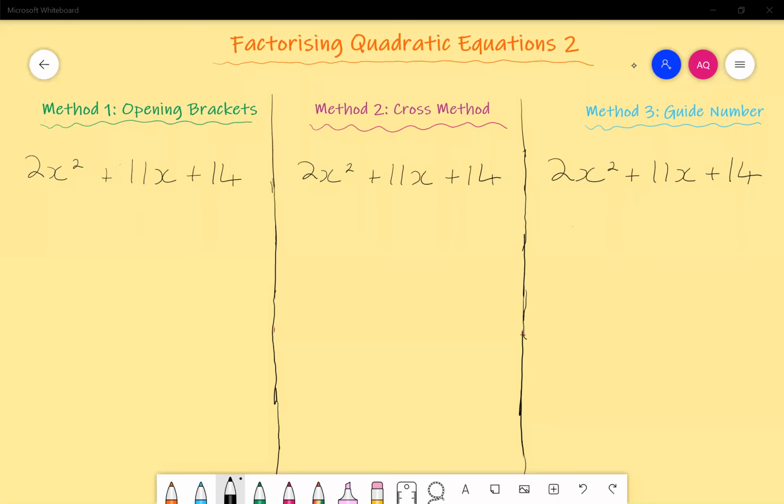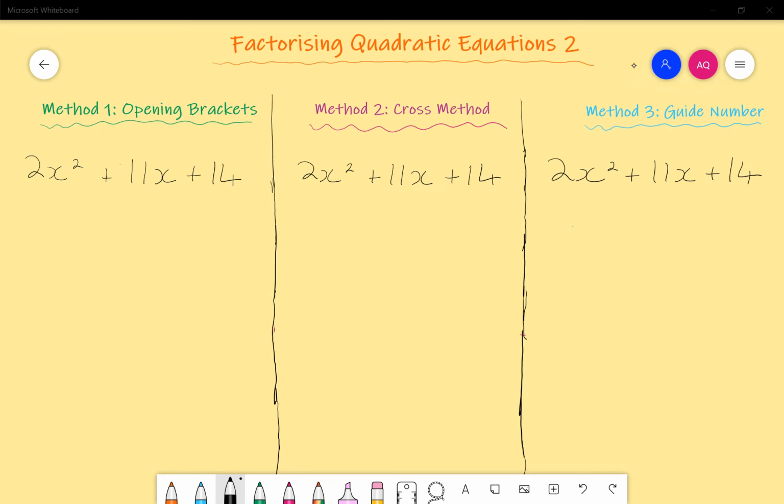In this video, I'm going to show you how to factorize a quadratic equation with a number in front of the x squared. In the last video, I looked at quadratic equations where it just led with a single x squared, which would have been a little bit easier than the following quadratic equation. So we will look through these three methods, and same methods as last time.